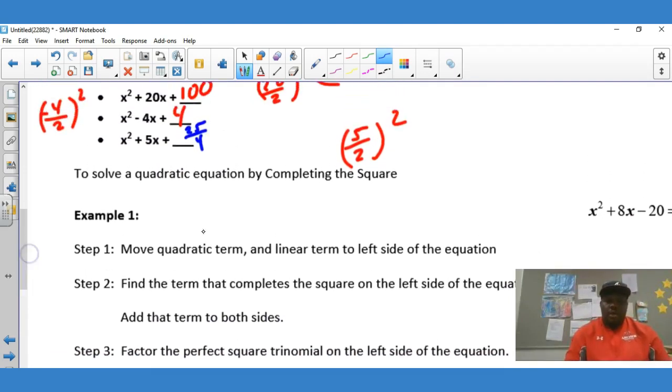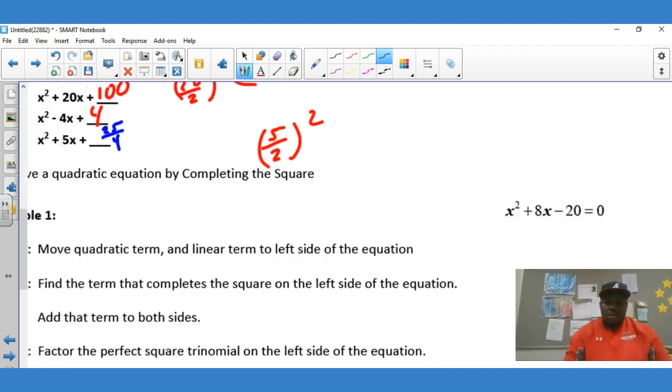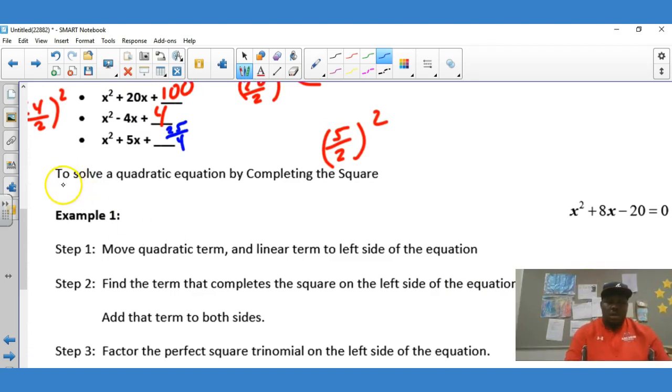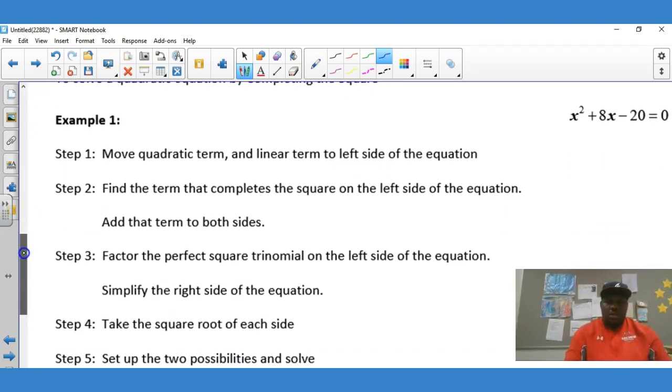To solve an equation by completing the square, here's an equation. It says step 1: move the quadratic term and linear term to one side. So the quadratic and the linear to one side, or we could have just said move the constant to the other side. So we're going to move the constant to the other side like this.